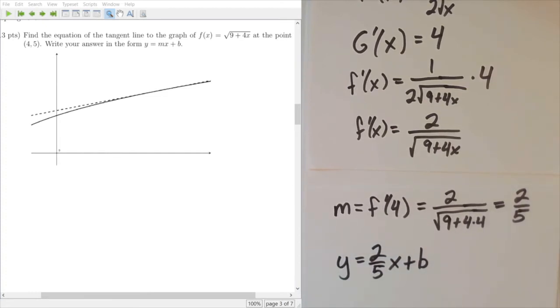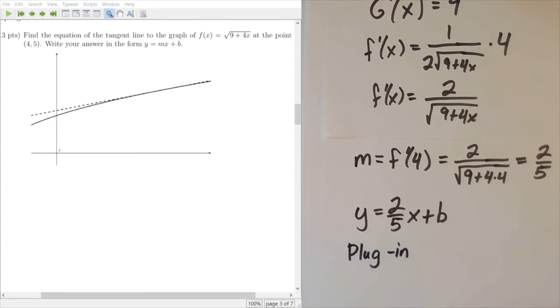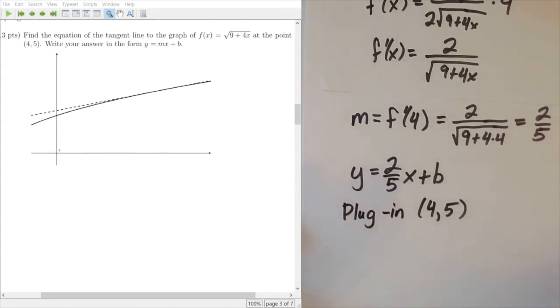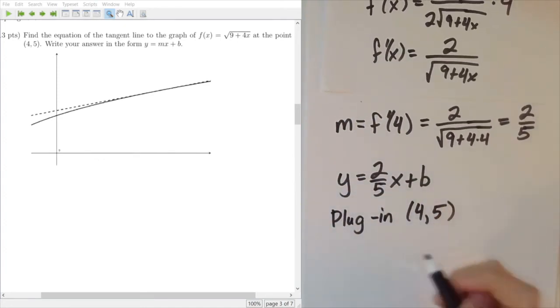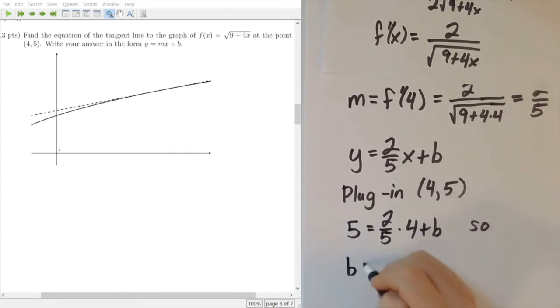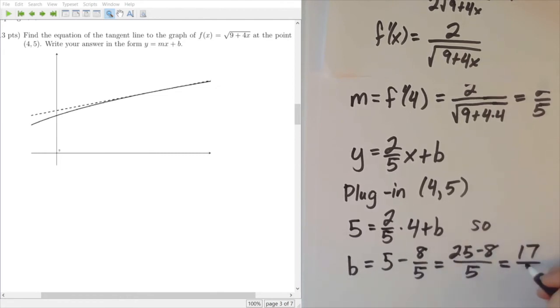All we have to do to finish this question is to plug in the point that we know is on the line. Namely, the tangent line had better pass through (4, 5). So we plug that in and get 5 equals 2/5 times 4 plus b. That means b is 5 minus 8/5. Since 5 is 25/5, this is 25 minus 8 over 5, which is 17/5.